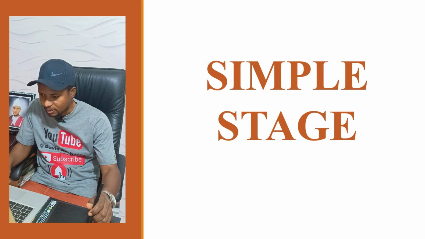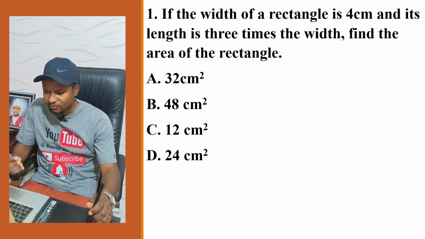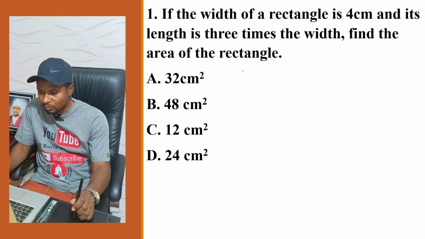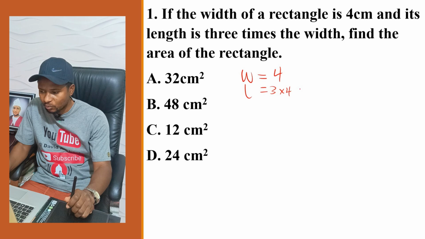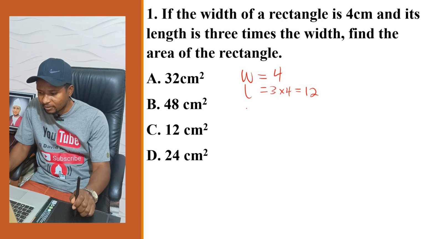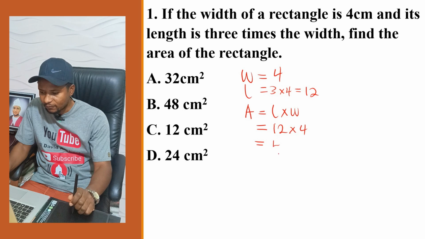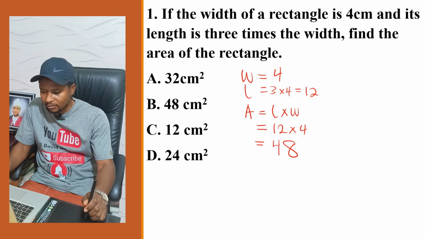Let's start with the simple stage without wasting time. They say if the width of a rectangle is 4, so you have the width equal to 4 cm. Its length is 3 times, that means 3 times 4, which is 12. Find the area. So area of a rectangle is length times breadth, or length times width. So that will give you 12 times 4, which in turn gives you 48. And that is B.